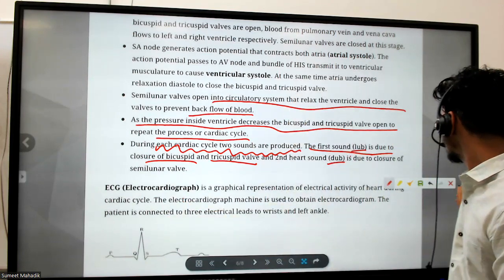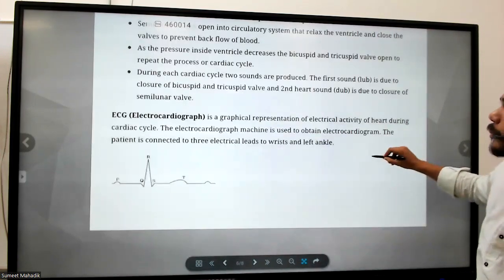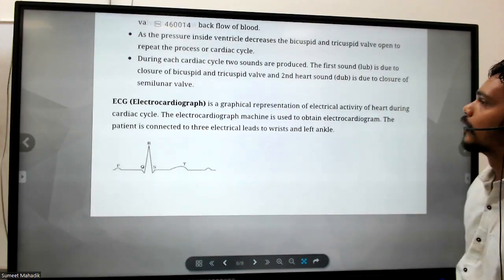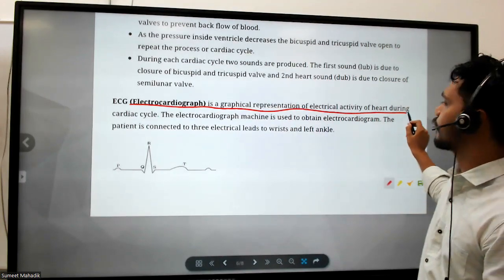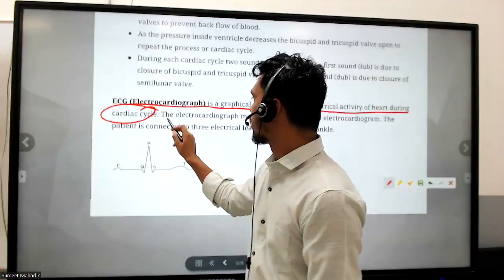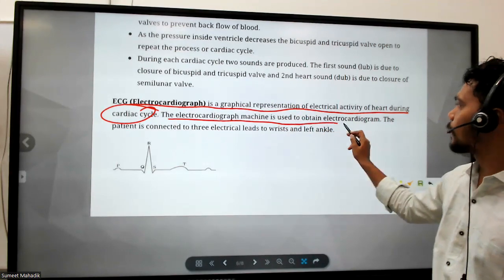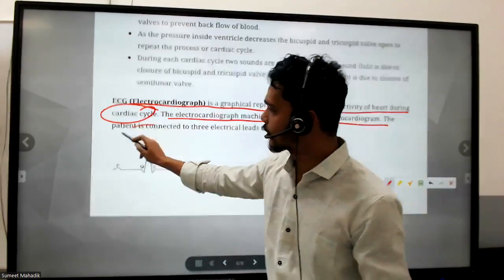Okay. Now ECG. Let's go further. We have already seen the video, so I'm just going to move forward. ECG, electrocardiogram, is a graphical representation of electrical activity of the heart during the cardiac cycle. The electrocardiogram machine is used to obtain the electrocardiogram. Okay, you can get this.